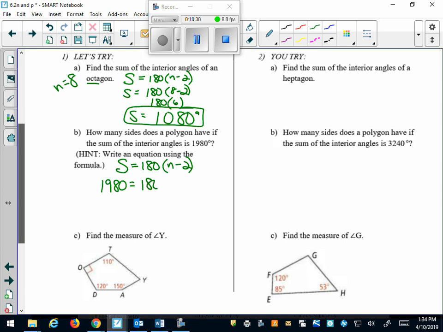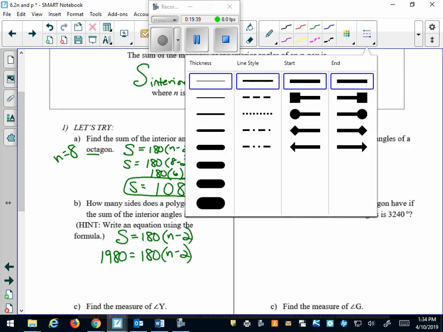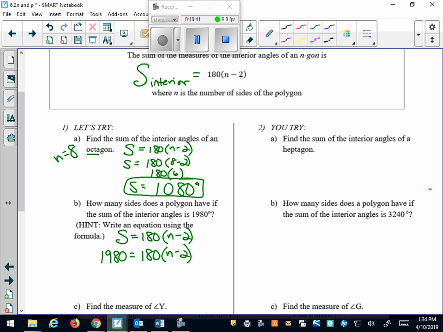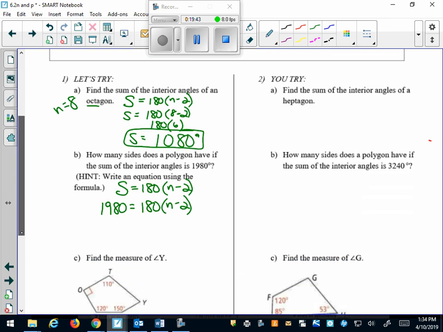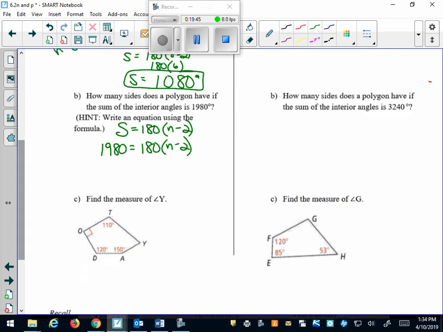So this is going to be 1980 equals 180 times n minus 2. And then we're going to solve for n. How would you solve for n? What's the first step that you guys would do? Yep. Okay, so I heard two things. I heard distribute, and I heard divide by 180. Both are correct. You can do it either way.